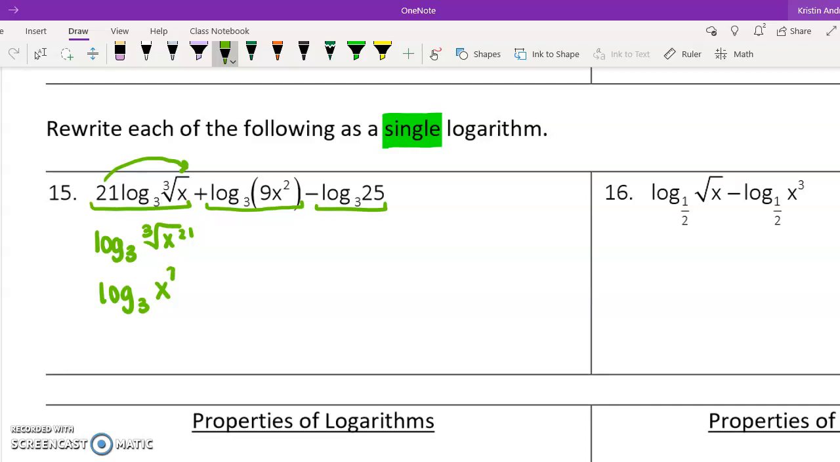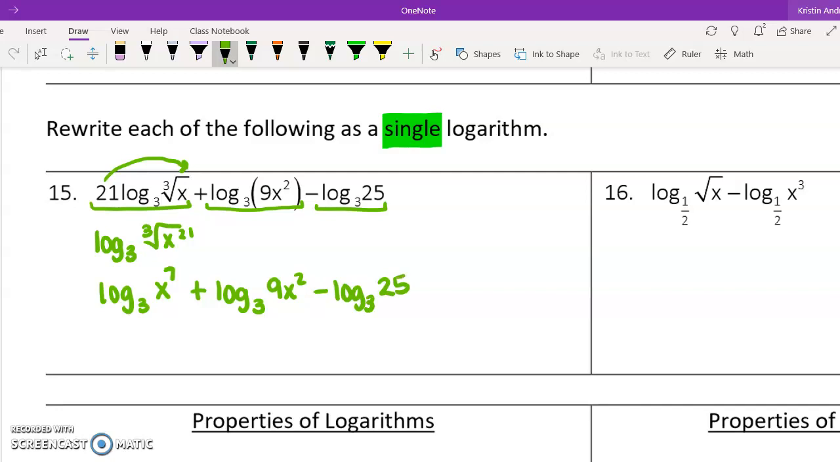Does that make sense? For every 3 inside, you could take out 1. So I can take out 7 groups of x's. So it's just x to the 7th power. Take a 21 divided by 3. For the second one, no number in front to move up. So this is just plus log base 3 of 9x squared. And then the last one is just minus log base 3 of 25.